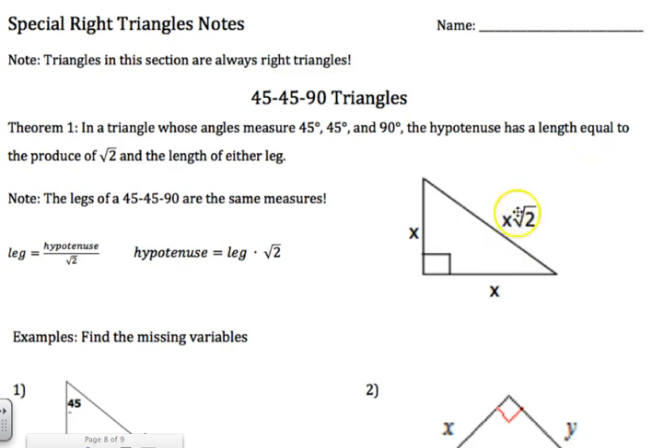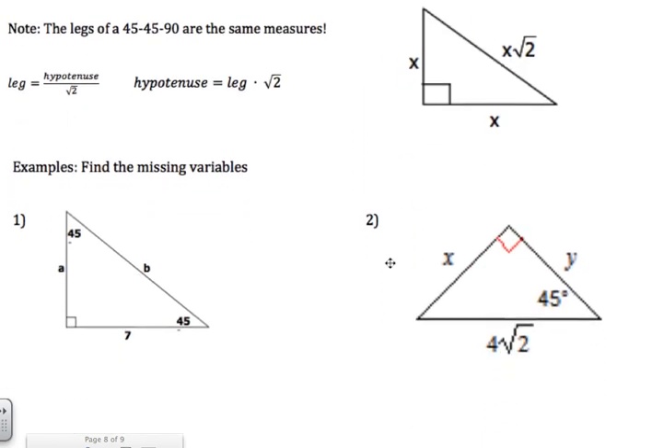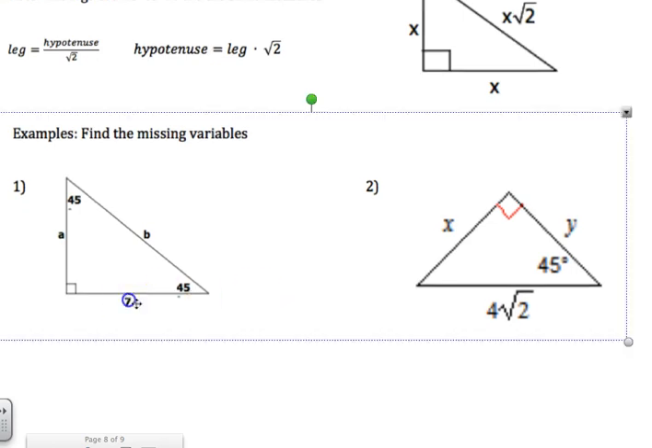If you know the hypotenuse, you need to divide it by the square root of 2 to find the two legs. Now, obviously, it's a whole lot easier if they give you the legs and you want to find the hypotenuse. It's a little bit harder the other way around. So let's look at some examples.